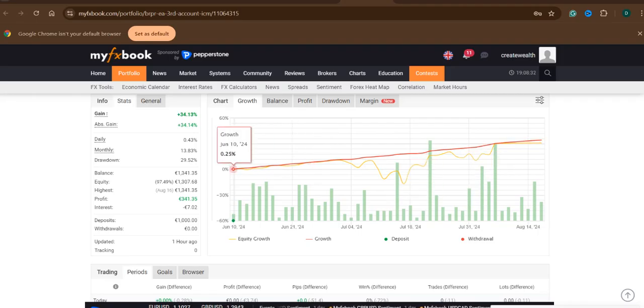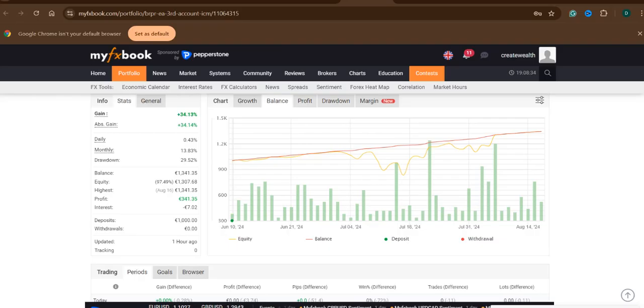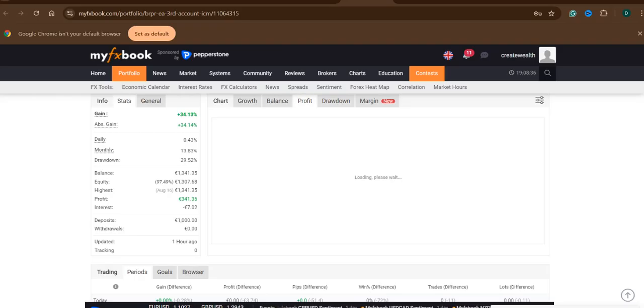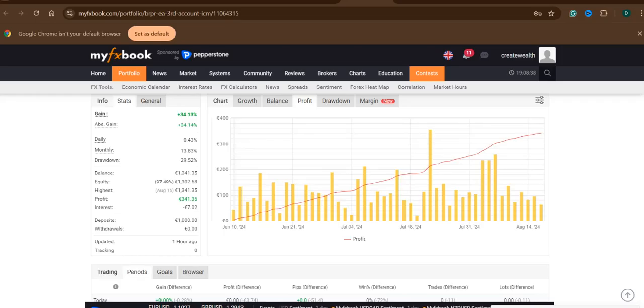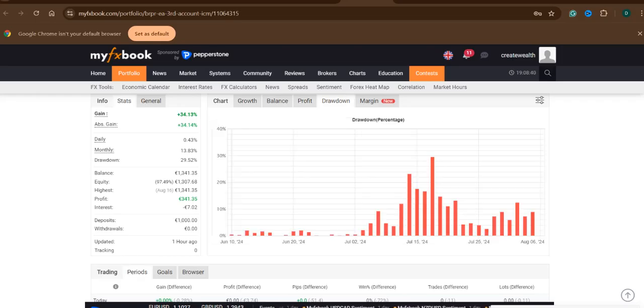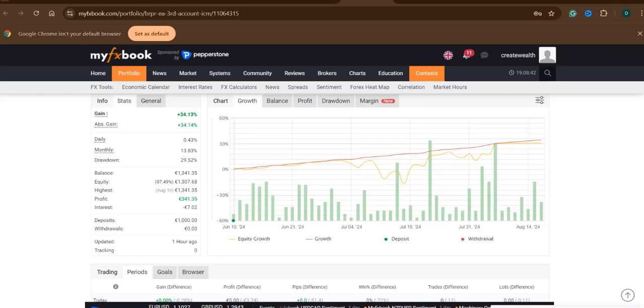Okay, so this is the growth graph. This is the balance graph. This is the profit graph. And this is the drawdown graph. The monthly gain has been almost around 14% and the drawdown went up to 29.52%. Okay, this is the statistics that you have already seen so far.